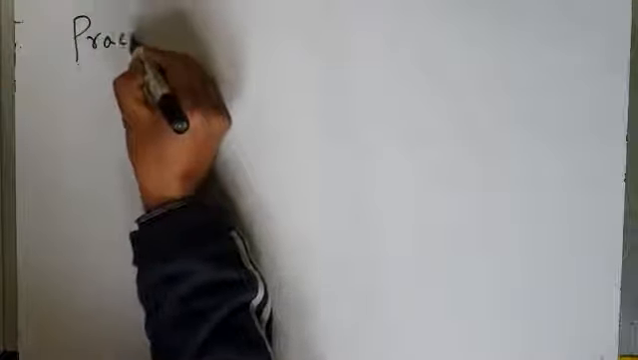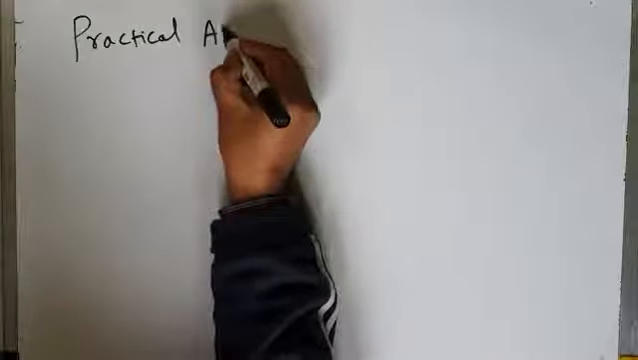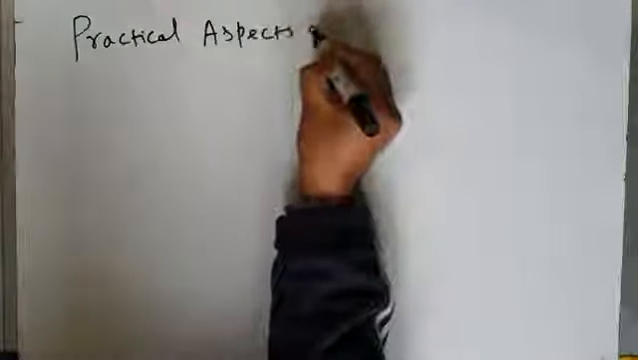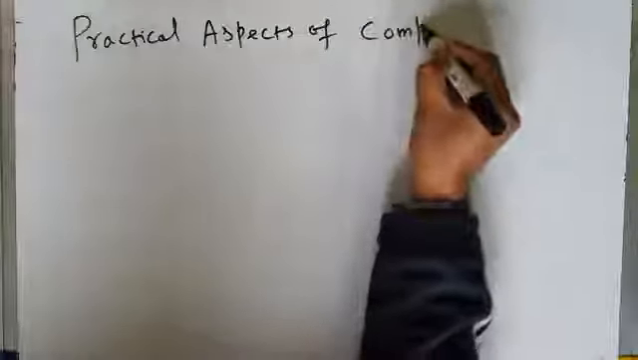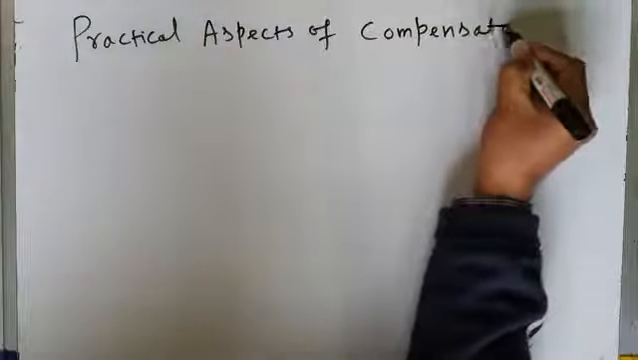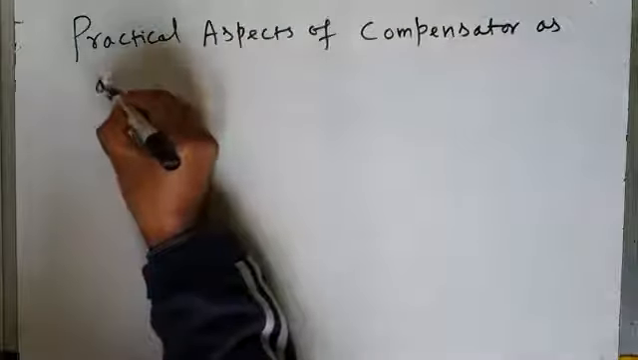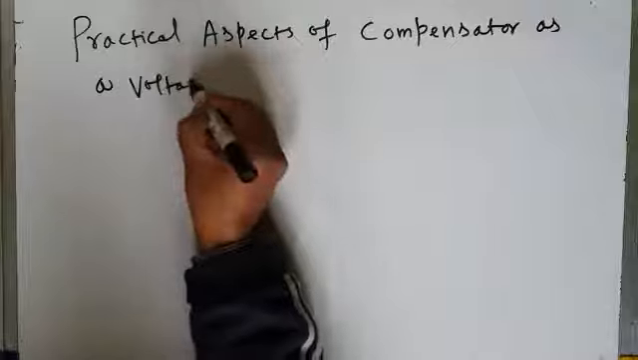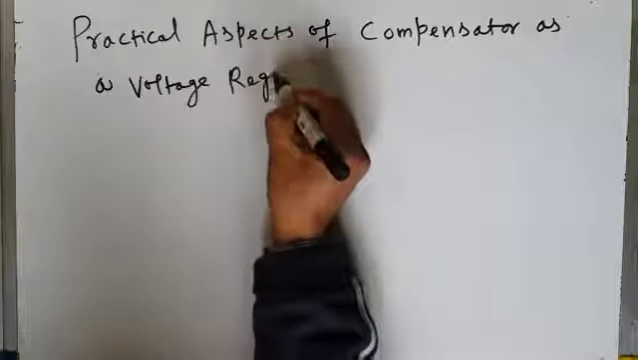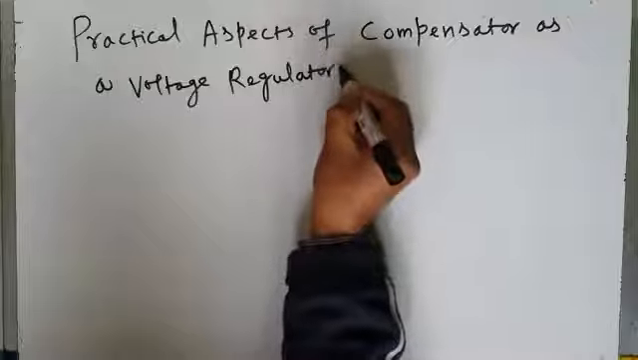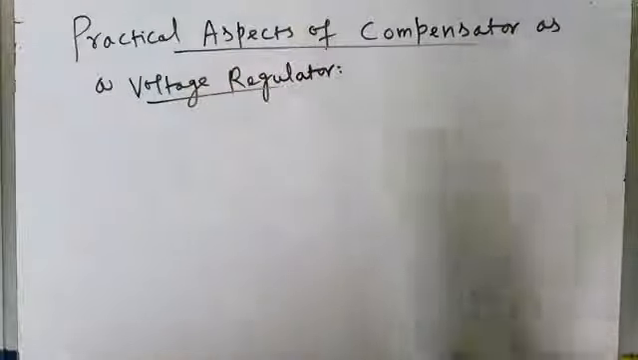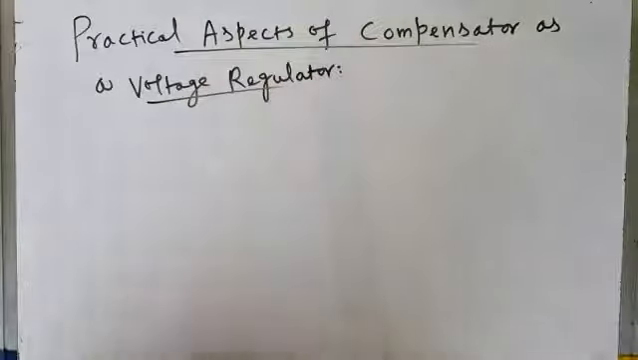Today we are going to discuss some practical aspects of compensator when it is used as a voltage regulator. So I'll write here: practical aspects of compensator. When I say compensator, I mean shunt compensator as a voltage regulator. It may be a passive shunt compensator like a capacitor bank, or it may be an active compensator like a D-STATCOM, which is of course a custom power device.